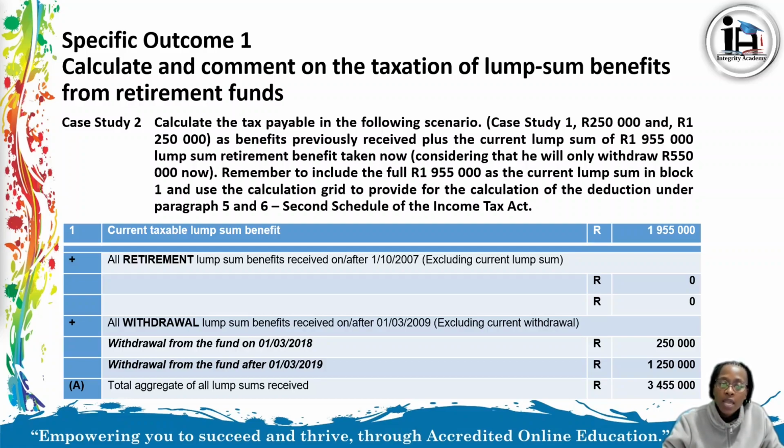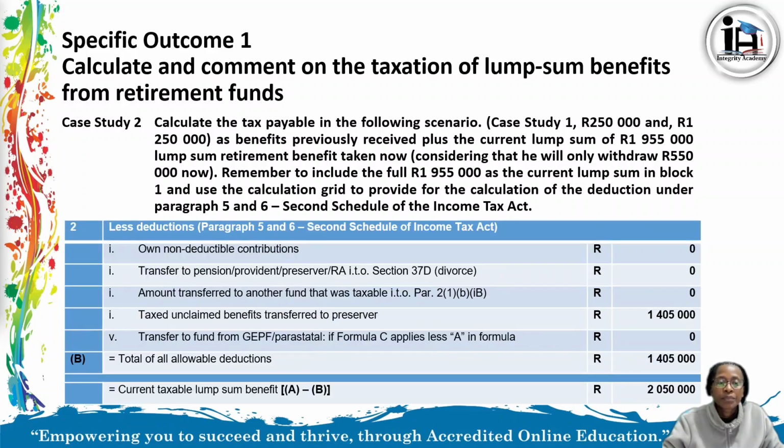1,250,000. So our A, which is total aggregate of all lump sums received, which will comprise of that our current taxable lump sum of 1,955,000, 250,000, the withdrawal from the fund, and the withdrawal from the fund again of 1,250,000 will equal to 3,455,000. I am believing that we are still together so far.